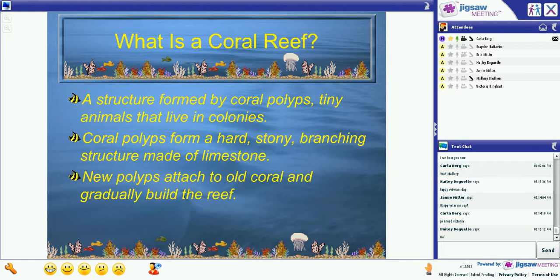So let's take a look at what is a coral reef. Well, a coral reef is a structure formed by coral polyps, which are tiny animals that live in colonies. Go ahead and raise your hand if you have ever seen a coral reef, either snorkeled on a live coral reef or seen one in an aquarium. All right, it looks like maybe half of us have seen one. Does anyone want to share a description of what a coral reef is or what you saw on the coral reef? Haley, go ahead.